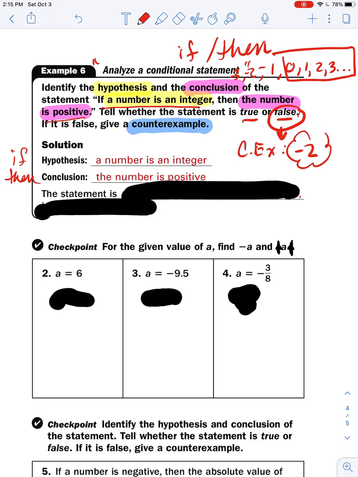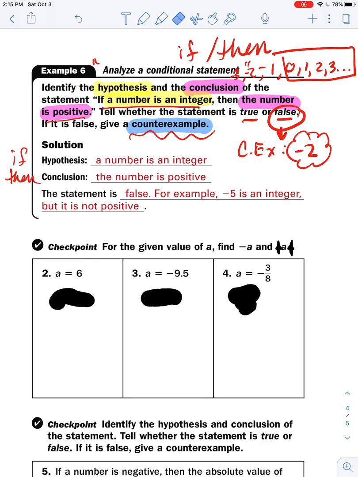That is one of many, like an infinite number of right options. I could have chosen -1, -2, -3. Any negative integer would be a good counterexample for this problem. So we were right, it's false, and then they chose -5. That doesn't mean I'm wrong to choose -2 as my counterexample. It's just a different counterexample.